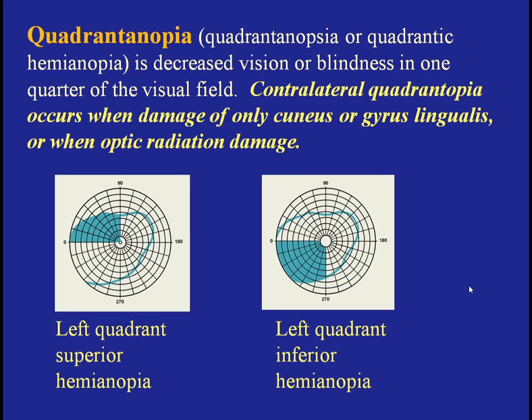Quadrantanopia, quadrantanopsia, or quadrantic hemianopia is decreased vision or blindness in a quarter of the visual field. Contralateral quadrantanopia occurs when there is damage of only the cuneus or lingual gyrus, or when the optic radiation is damaged. Left quadrant superior hemianopia, left quadrant inferior hemianopia on these pictures.